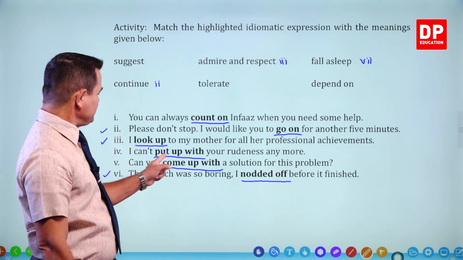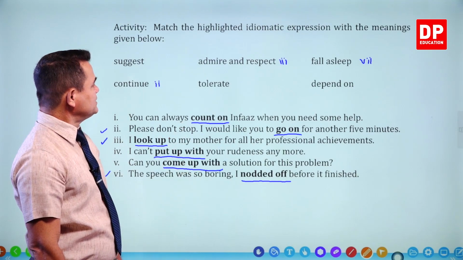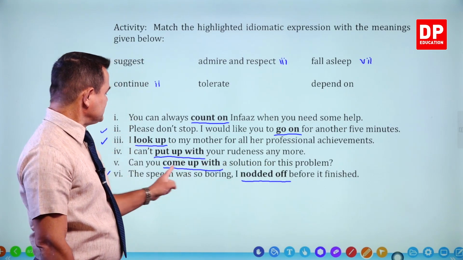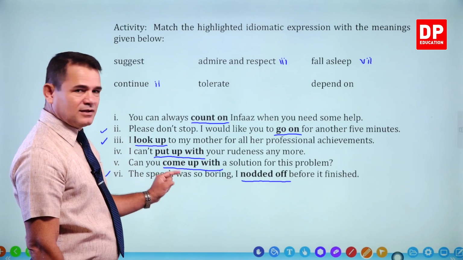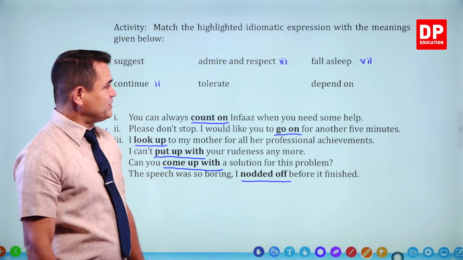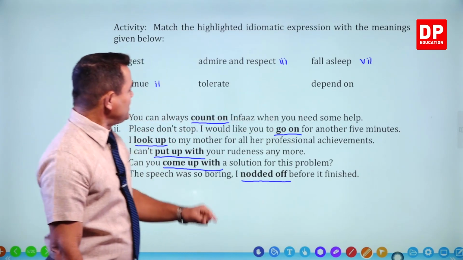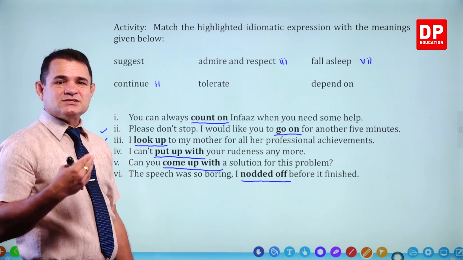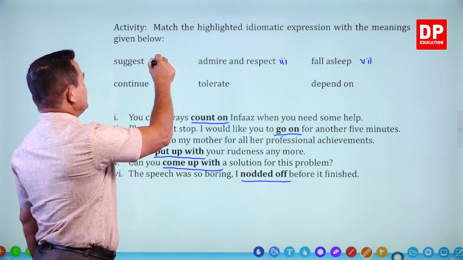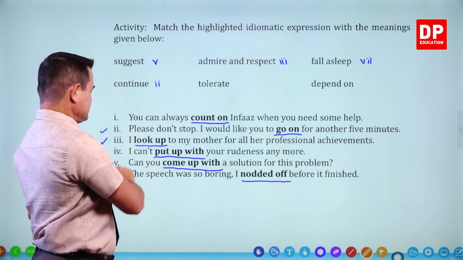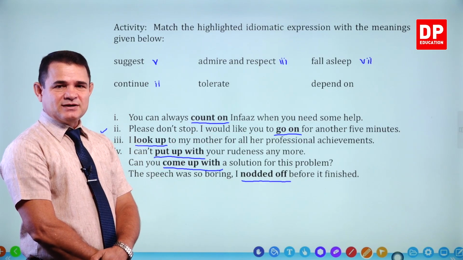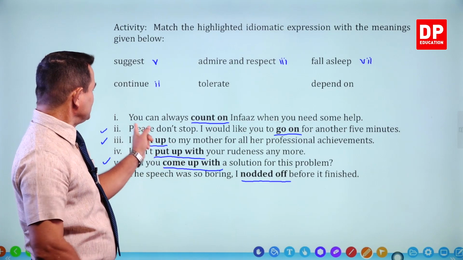So now we have remaining: put up with, come up with, and count on. With the problems, can you come up with a solution? Is it depend on, or tolerate, or suggest? Can you suggest a solution? You can easily do this one. Number 5: can you come up with? Now put up with and count on. Easy ones. Now you can match it.